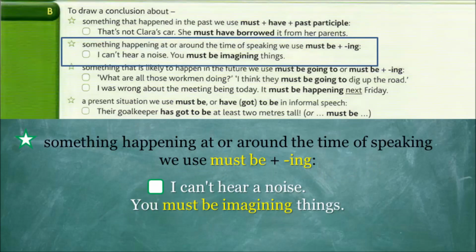Something happening at or around the time of speaking. We use must be plus verb-ing. I can't hear a noise. You must be imagining things.